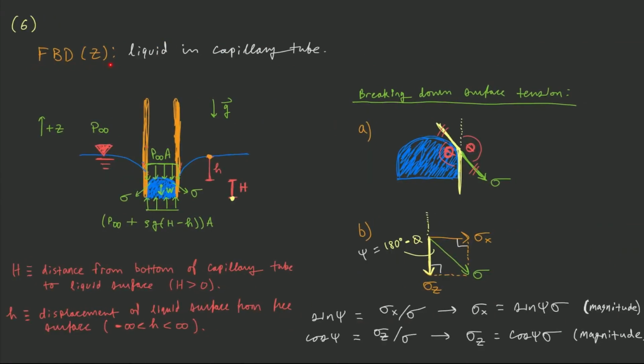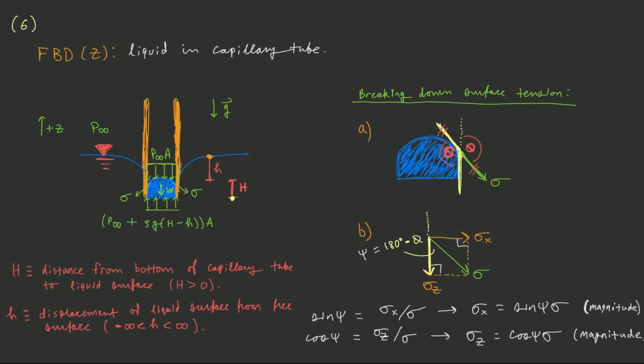So we're going to follow the same algorithm here. We're going to do a free body diagram in z for the liquid in the capillary tube, and we have the standard forces from the previous video. We have our atmospheric pressure distribution above the meniscus. We have our hydrostatic pressure distribution below the meniscus. We have our surface tension forces that are isolated to just the meniscus of the liquid in the capillary tube.